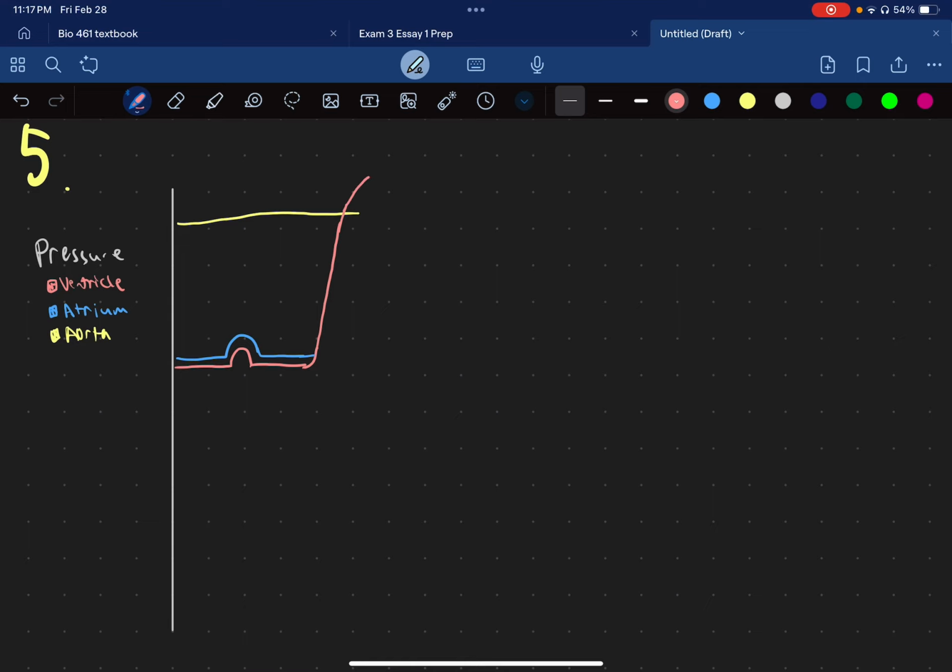So this is going to go up, come back down. Pressure of the aorta is going to follow closely to the pressure of the ventricle. It's actually going to go above it and come down. And then we're going to have a little dip right here. It's going to go back to normal. And the ventricular pressure will eventually return to below the atrium pressure. And that's when our bicuspid valve will open back up.